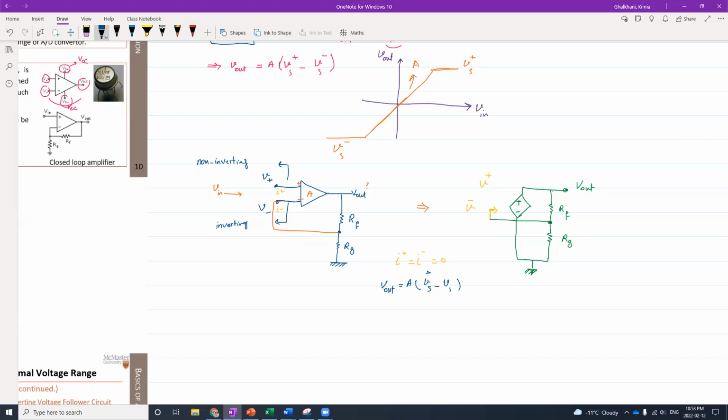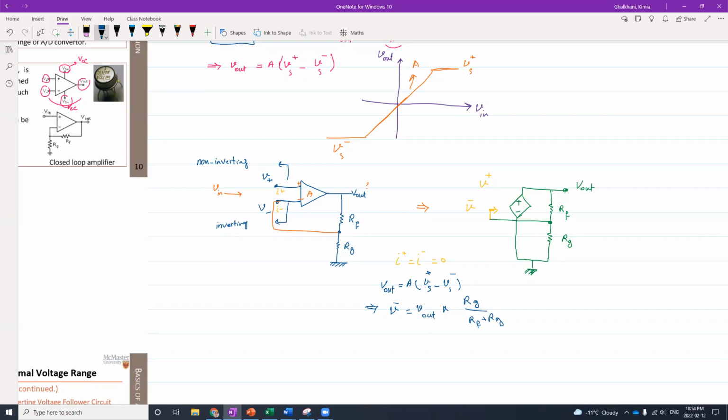And this is positive, this is negative. So using this, now I can find the negative voltage is equal to V out times, if I just substitute the resistors, R_G over R_F plus R_G, right? This is how I substitute this negative voltage in here.